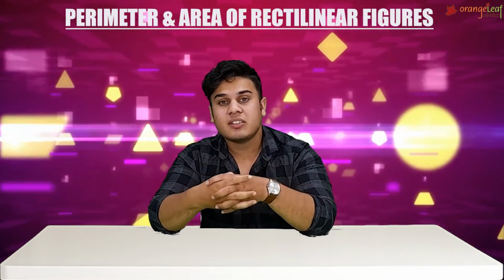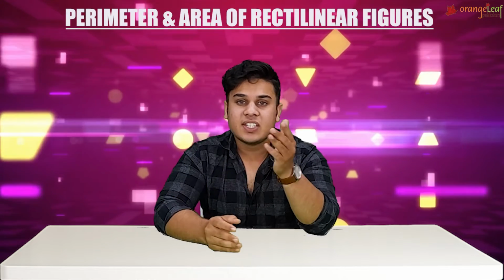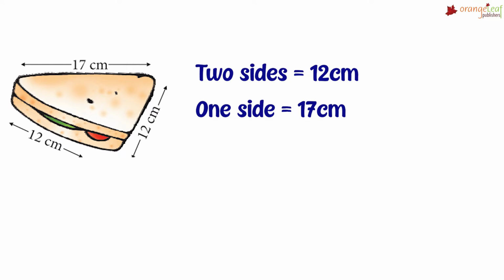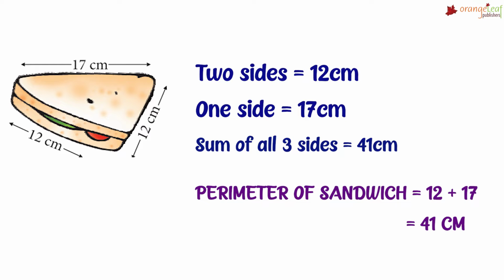To understand this better, let's find the perimeter of this sandwich. Here we can see the sandwich is of 3 sides. 2 sides are of the length 12 centimeters and 1 side is of the length 17 centimeter. The sum of all the 3 sides is 41 centimeter. So the perimeter of the sandwich is 41 centimeter.